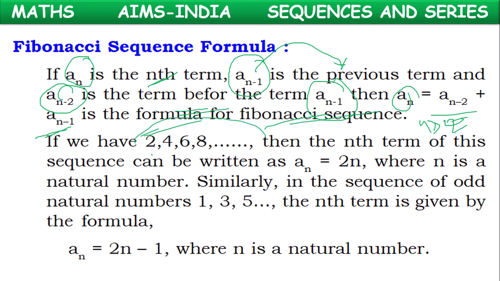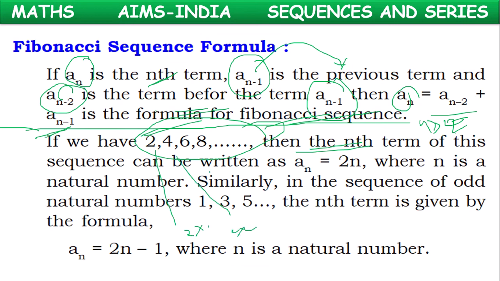Suppose if we have 2, 4, 6, 8 and so on, the nth term of this sequence can be written as follows. Up to here only, this Fibonacci sequence. The first term is 2, 2 into 1. Second term is 4, 2 into 2. Third term is 6, 2 into 3. Fourth term is 8, 2 into 4. In the same way, nth term can be written as 2 into n, where n is the natural number.